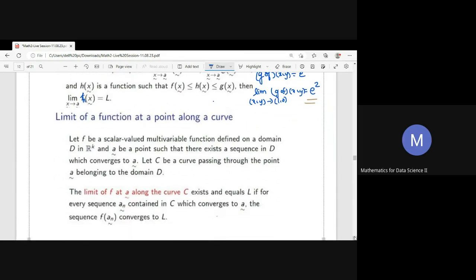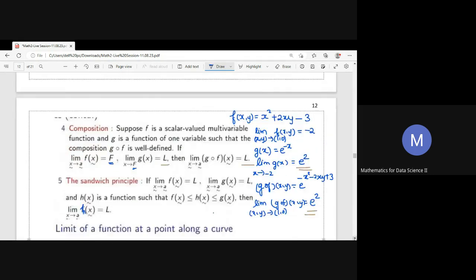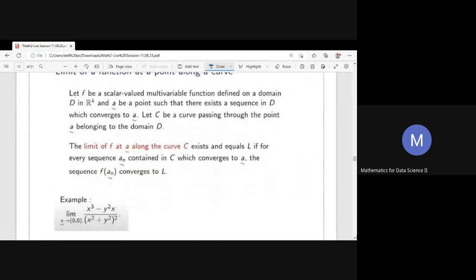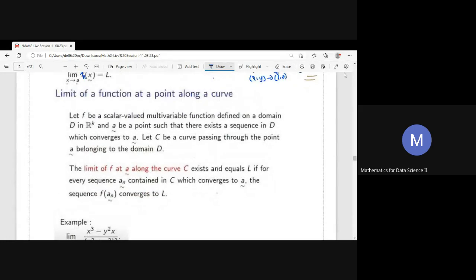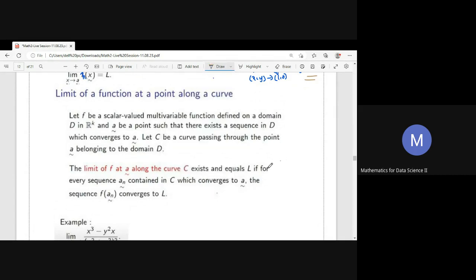Fine. So, limit of a function at a point along a curve. Mainly for disproving that some function has a limit, for scalar valued functions, what do you do? There is one technique for saying that the limit of a function does not exist for scalar valued functions. What is that?